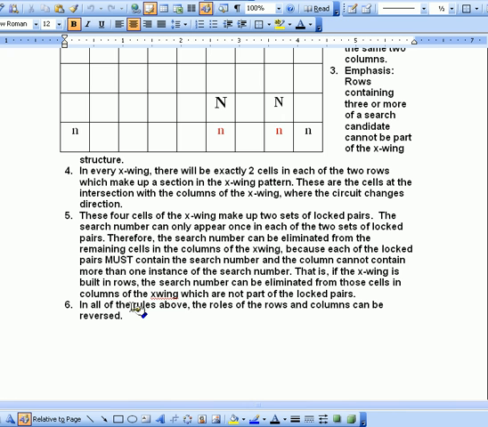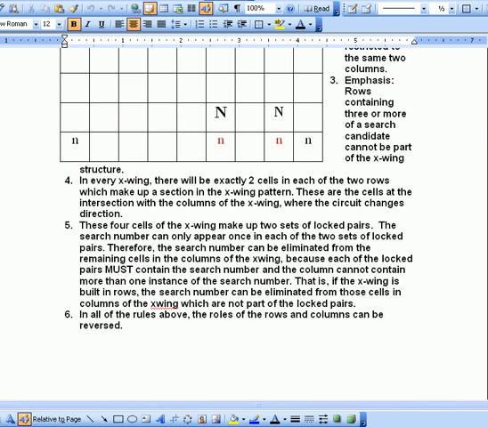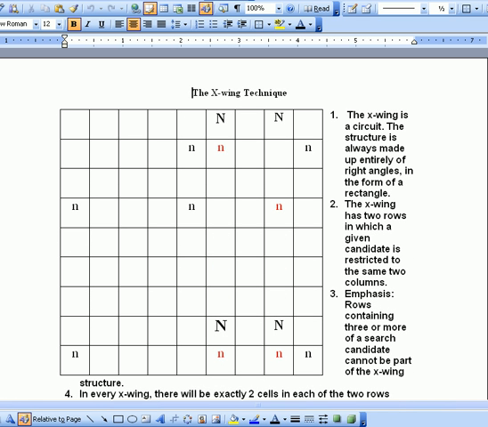Number 6, in all of the rules above, the roles of the rows and columns can be reversed. Let me make sure you understand what I'm saying by that. If you look at this structure here, this rectangle, which is made up of the capital N's, you will note that in the rows, there are only two instances of the capital N in each case. And in each case, those capital N's share columns with the capital N's above them. So that's what lays out the pattern of our rectangle. Okay?